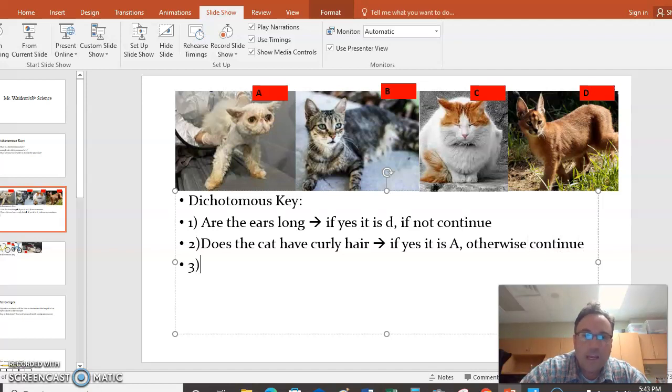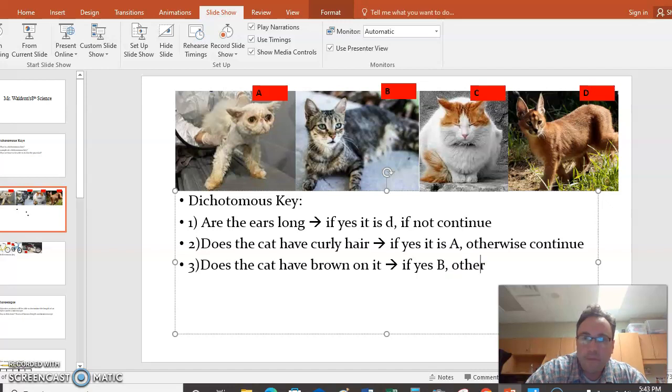Question 3. Now, this is a question that's going to let us distinguish this one from this one. Does the cat have brown on it? If yes, C. Otherwise, B. Good. So that is a dichotomous key.